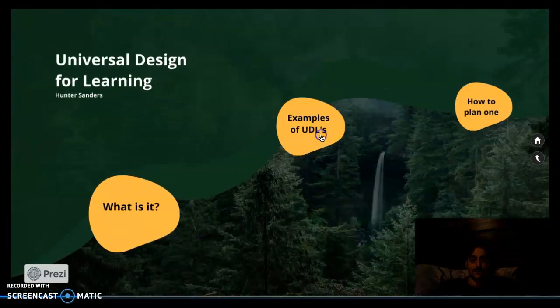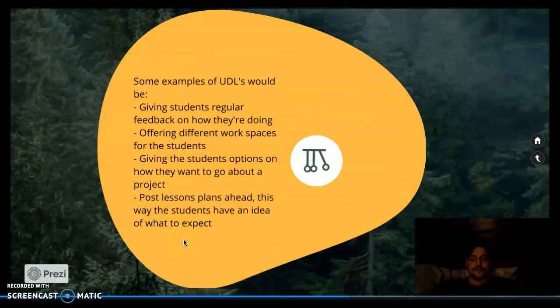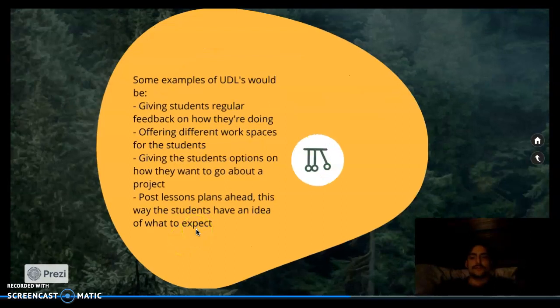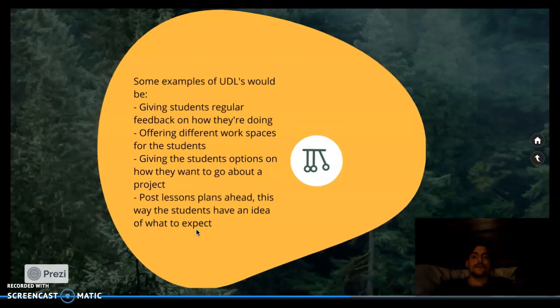Examples of UDLs would be giving students regular feedback on how they're doing, offering different workspaces for students, giving students options on how they want to go about demonstrating their knowledge, and then posting lesson plans ahead, and this way students have an idea of what to expect.